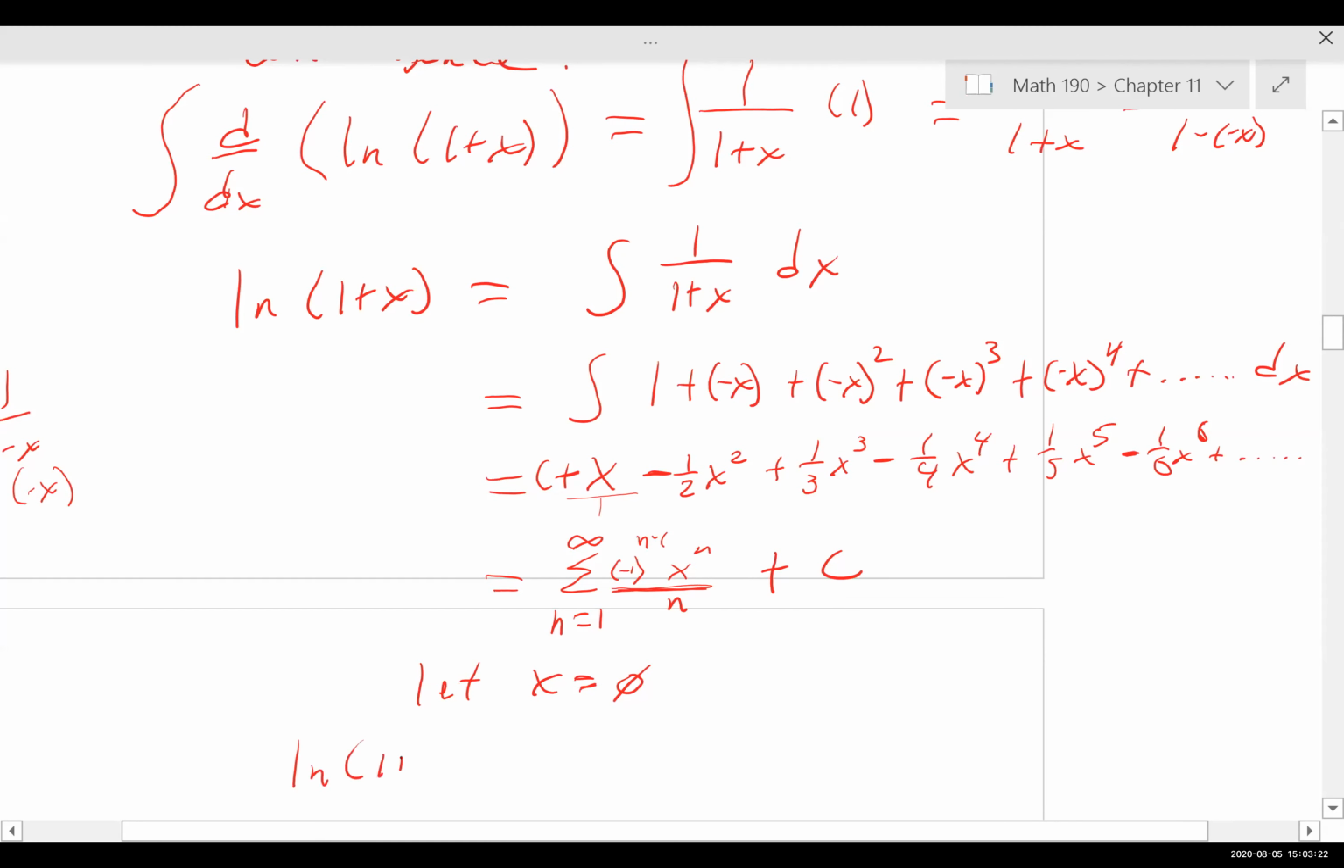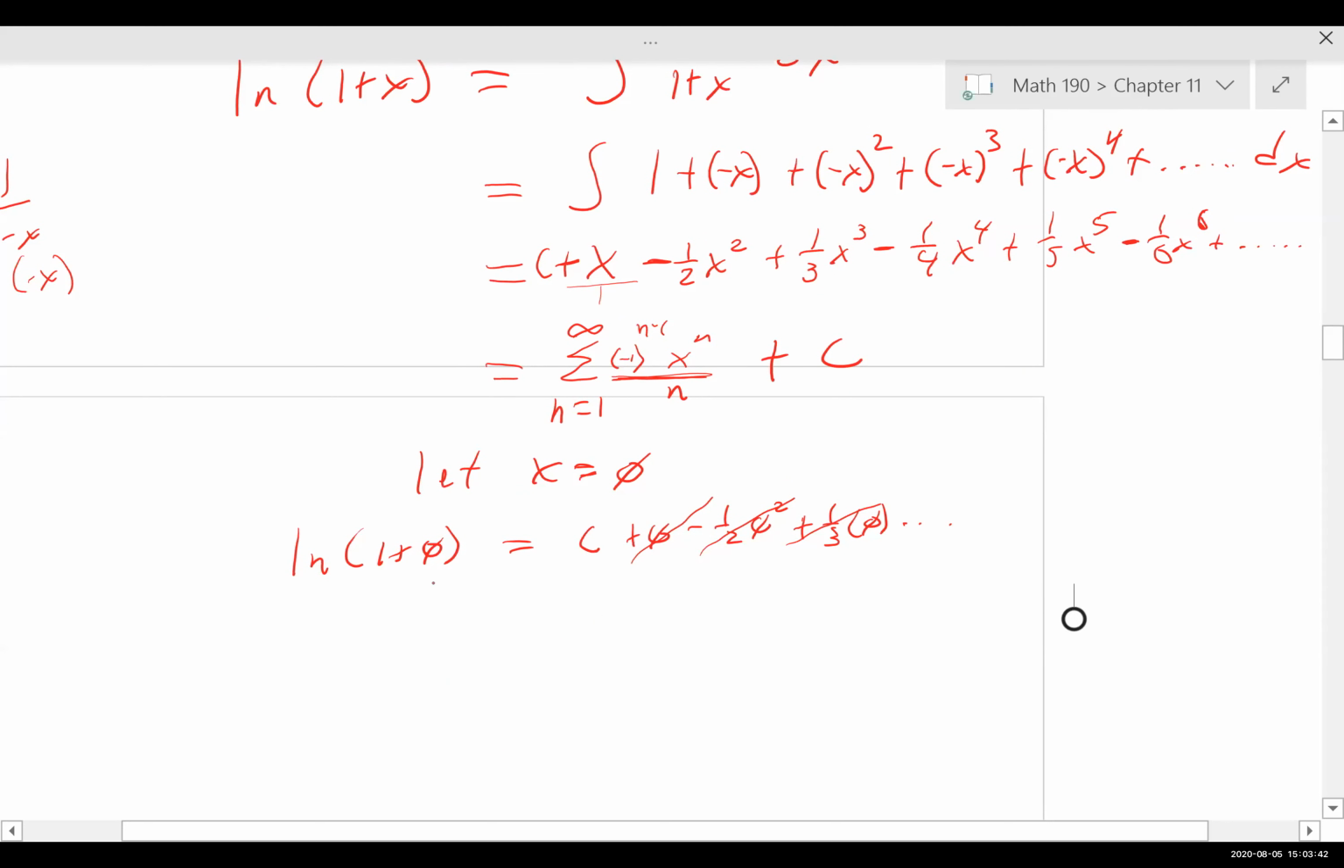So natural log of 1 plus 0 is equal to c plus 0 minus 1/2 0 squared plus 1/3, and so on. You can see that all of these are going to get wiped out. But what is the natural log of 1 plus 0? Well, isn't that just the natural log of 1? And the natural log of 1 is 0. So what does this tell me? It tells me that my constant had to be 0. Oh, that's nice. So our constant goes away.